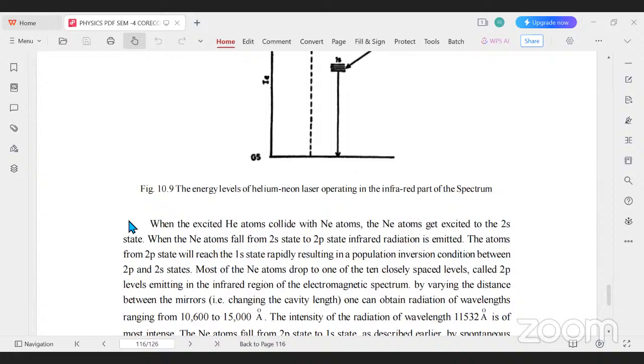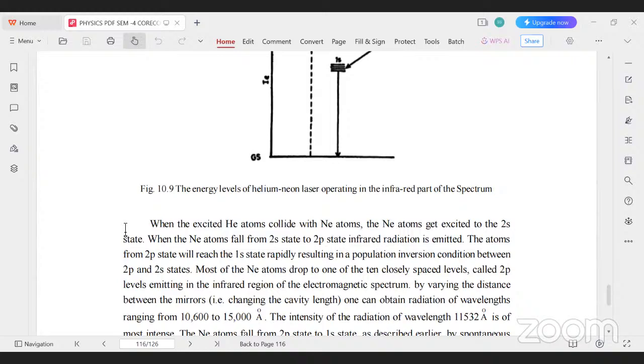As I told you, we can take any crystal, we can take helium-neon. So with the helium colliding with neon, how are these atoms getting excited, and how does the atom fall from one place to another in the infrared radiation? They did the helium-neon experiment, but they might have tried so many different crystal structures. Ultimately, this is the one which is successful.